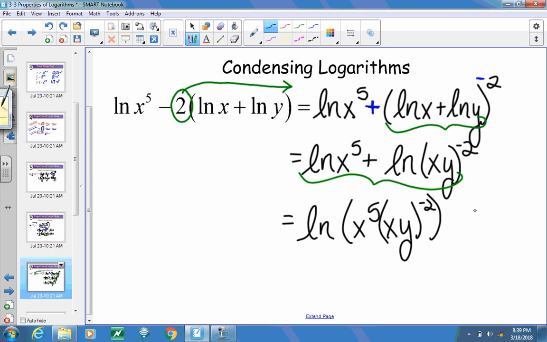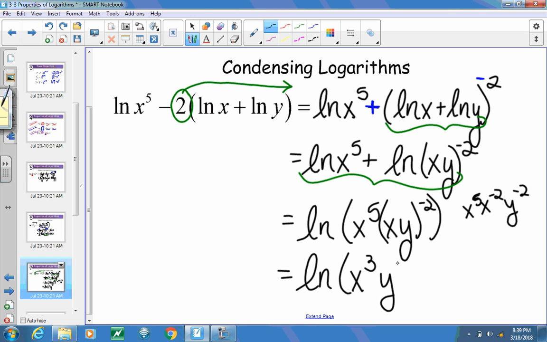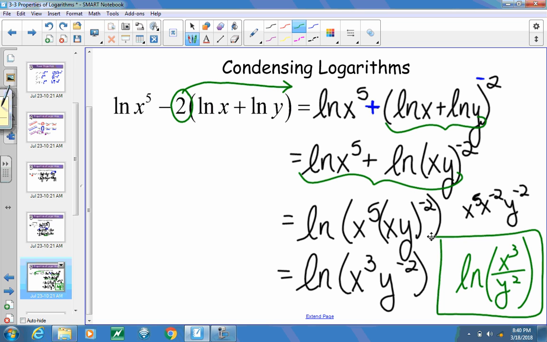Since this is going to give me x to the 5th, I'm going to have x to the power of -2 and y to the power of -2. X to the 5th and x to the power of -2, put those together, that's going to give me x to the 3rd. So I can have the natural log of x to the 3rd times y to the power of -2. Another option that would be possible here is the natural log of x to the 3rd divided by y squared too. So that would be an alternate option for us.